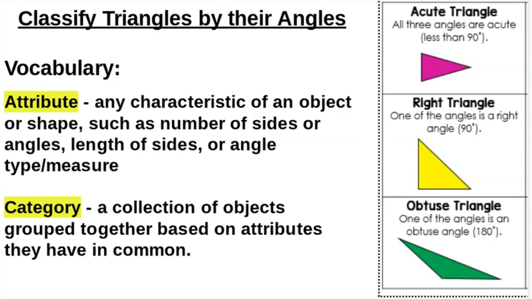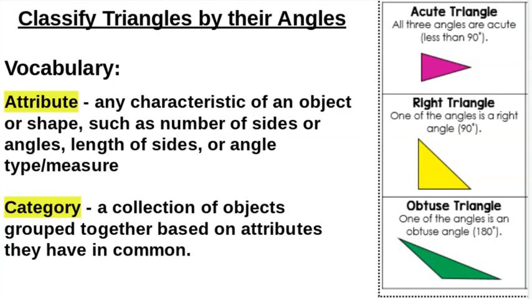And then category is a collection of objects grouped together based on the attributes they have in common. So if you take a look over here, these are all triangles. So the category would be a triangle. Why are they grouped together? Well, we group them based off of the number of sides. They all have 3 sides. So then we can go a little bit further.